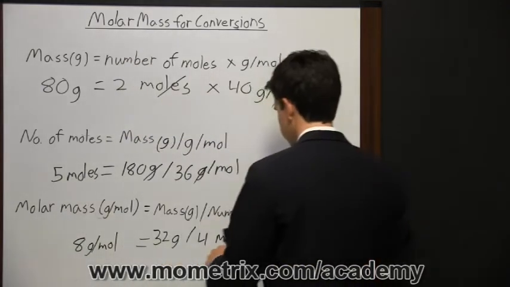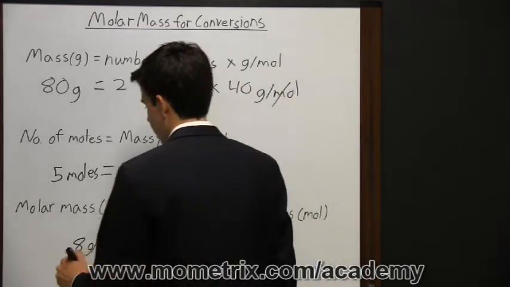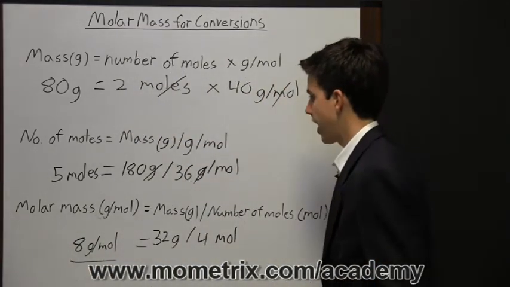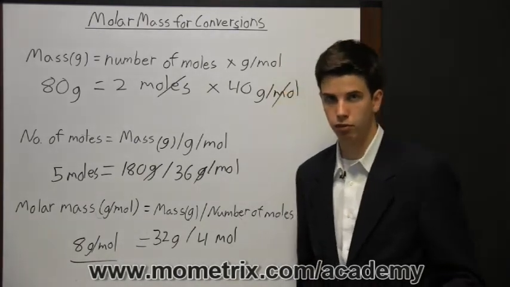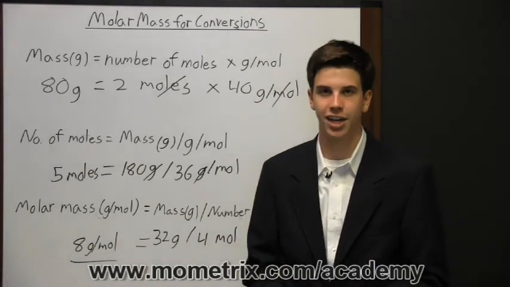So this time the units don't cross out. Instead they just combine to form grams divided by moles. And so that's the molar mass there. So again, molar mass relates to the mass and the number of moles. And so here were some examples of how to use molar mass in conversions.